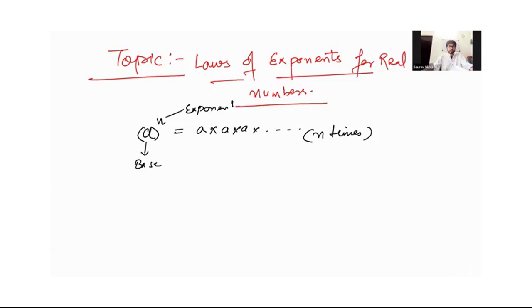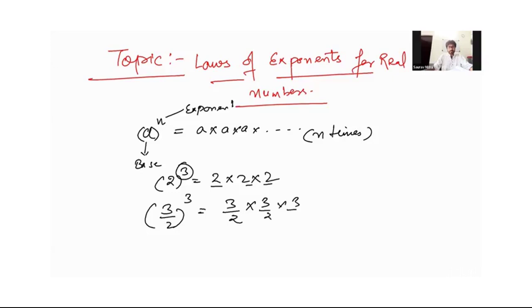If you have a number like 2 to the power 3, that means 2 into 2 into 2. So the power represents how many times you expand your base. If it is written 3 by 2 to the power 3, we can write this as 3 by 2 into 3 by 2 into 3 by 2. Further we will multiply, giving 27 by 8. So these are your exponential form.